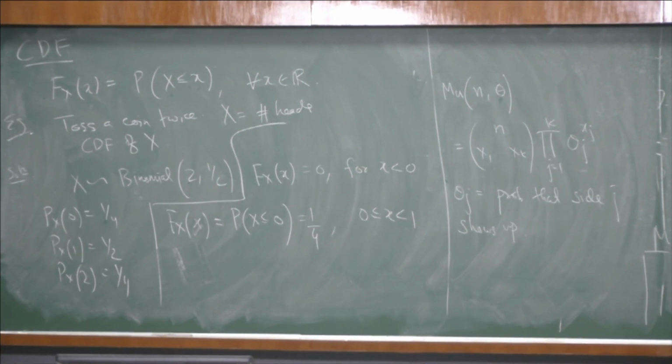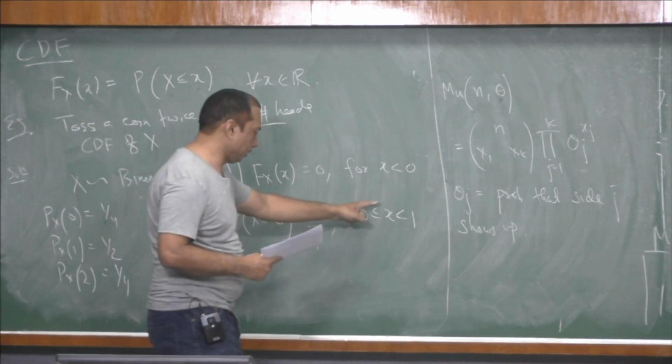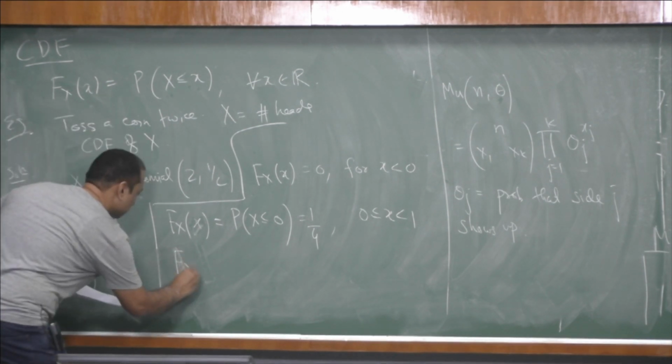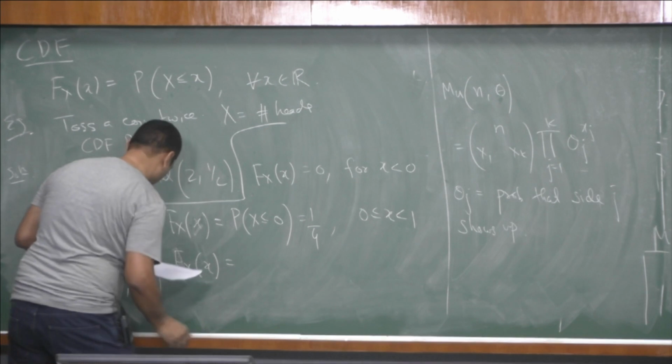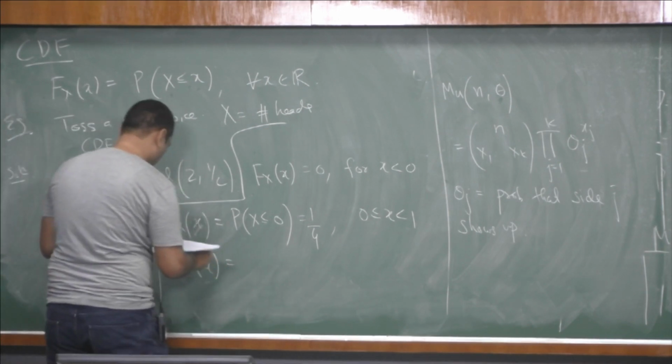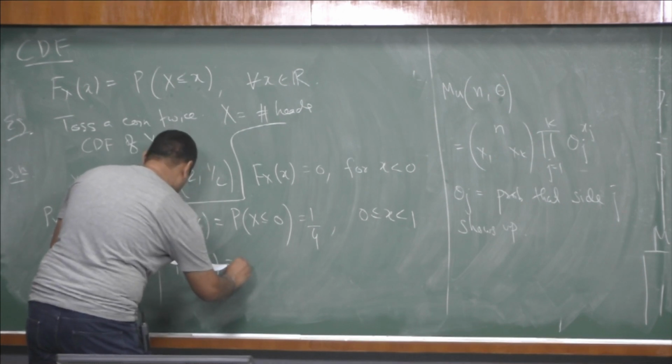So if x is in this range, then the cumulative function will give me 1 over 4, because it will be just the probability that x equals 0 in this range. Okay, and then we can consider the case 1 to 2. So x greater than or equal to 1 and less than 2.